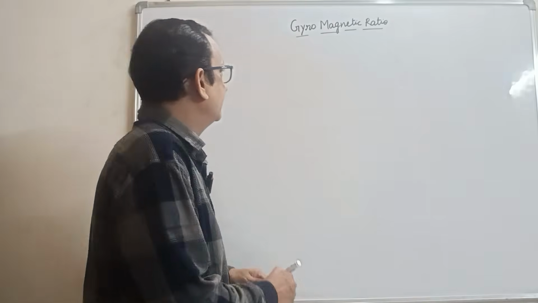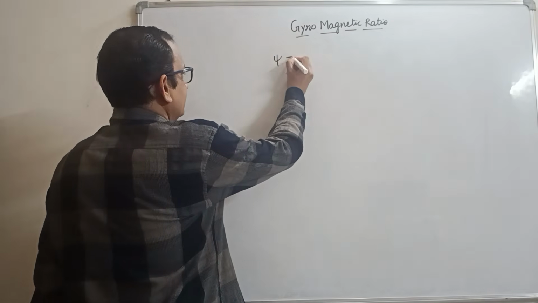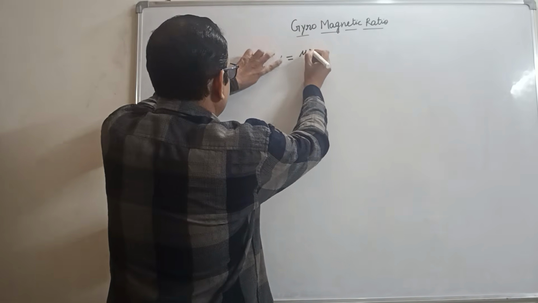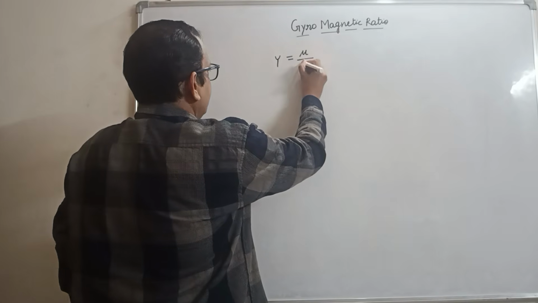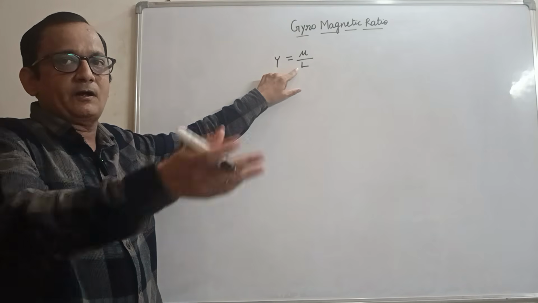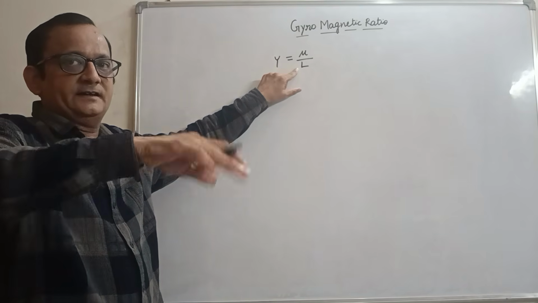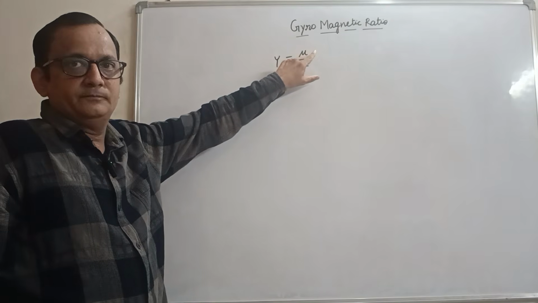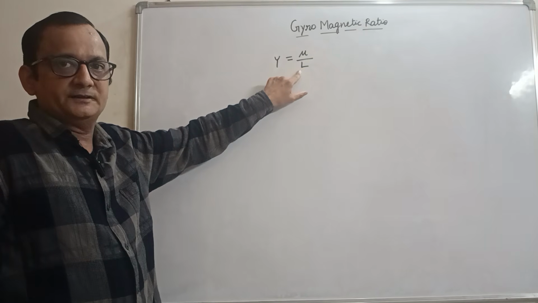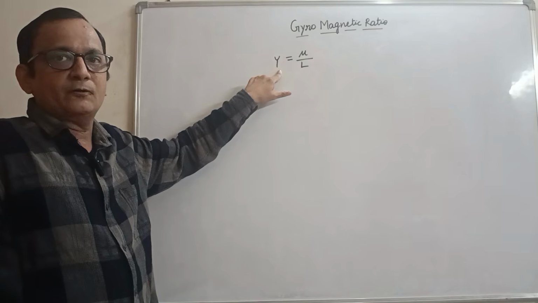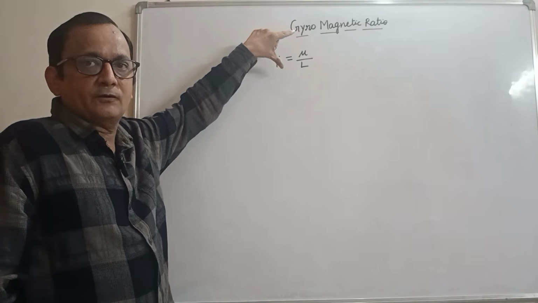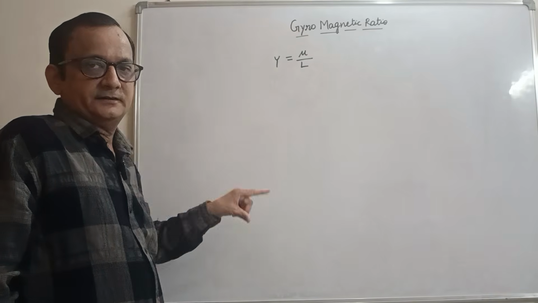Gyromagnetic ratio is defined as the ratio of magnetic moment by angular momentum when a charged particle is spinning about its own axis. So the ratio of the magnetic moment of the charged particle by the angular momentum of the charged particle is the gyromagnetic ratio. It depends on the charge and mass distribution.